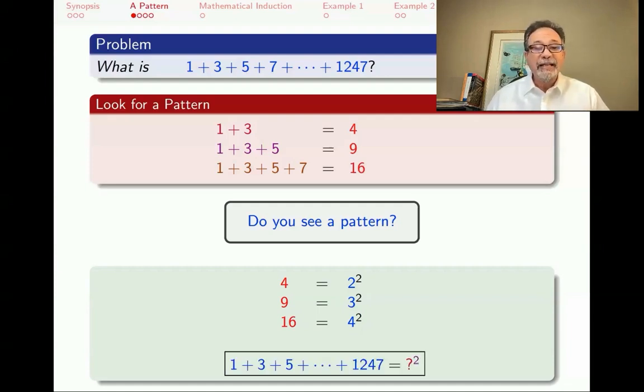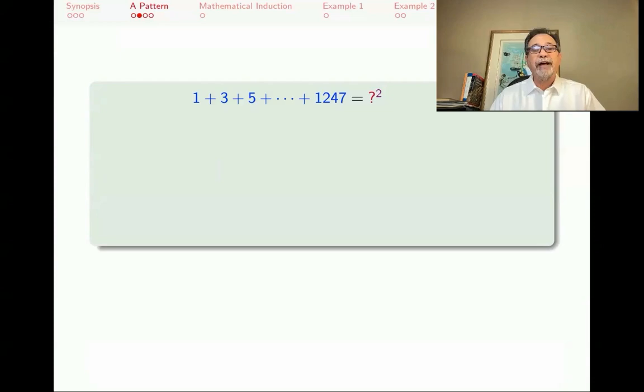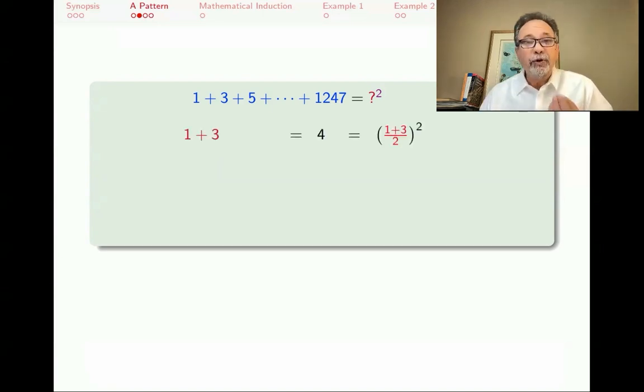If that's the case, then 1 plus 3 plus 5 all the way to 1247 is going to be something squared. So again, I want to know 1 plus 3 plus 5 all the way to 1247 is what squared. Go back, look at the numbers, try to come up with a pattern. When you're done, then restart the video. If you do that, you might notice that 1 plus 3 was 4. We knew that. But 4 is 2 squared. What's that 2? One way to think about it is to say that there were 2 odd numbers, and that's why it's a 2. Or you could say that's the average of the first and the last one. 1 plus 3 divided by 2 is 2, and then square that, you get 4.